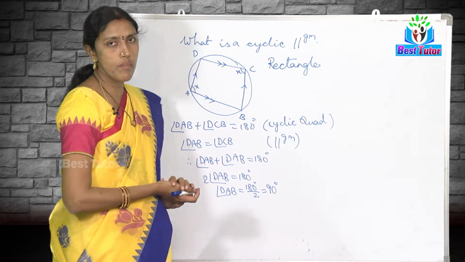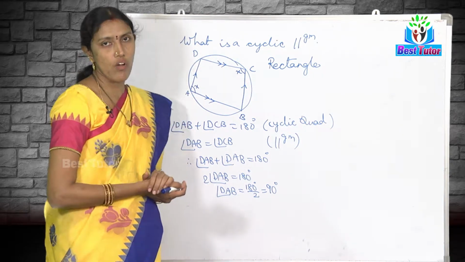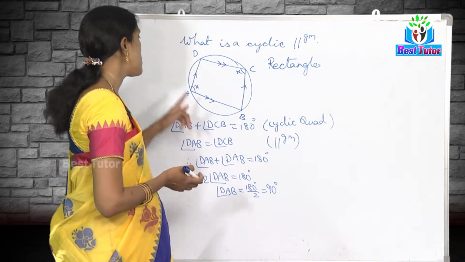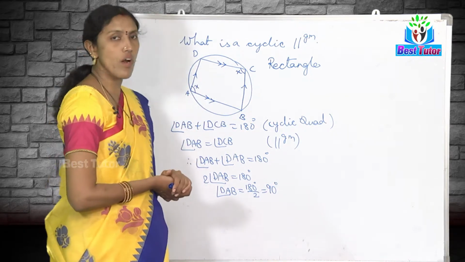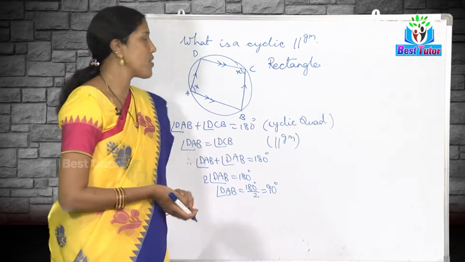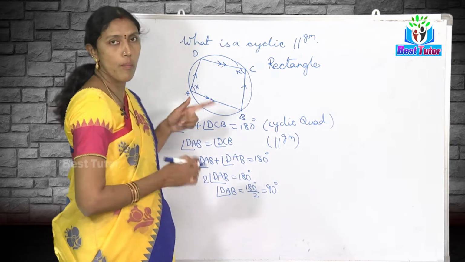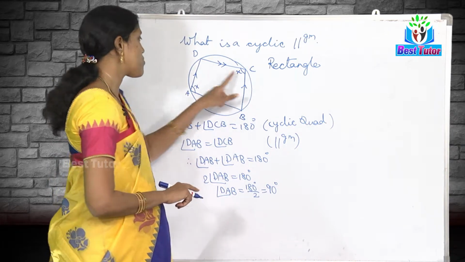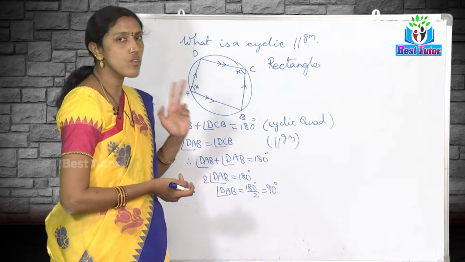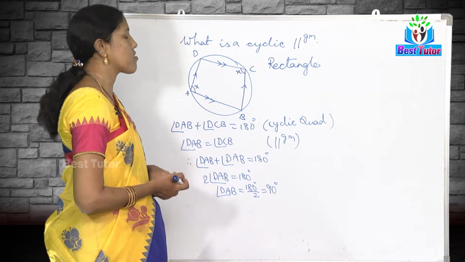Let me quickly repeat the proof. We are given a cyclic parallelogram, and I proved that it is a rectangle. What is my approach here? Opposite angles of a cyclic quadrilateral are supplementary. I have written the statement here. This is the reason. And because it is a parallelogram, opposite angles are equal. Therefore, these two angles are equal. x plus x is equal to 180, 2x is equal to 180, x is equal to 90.